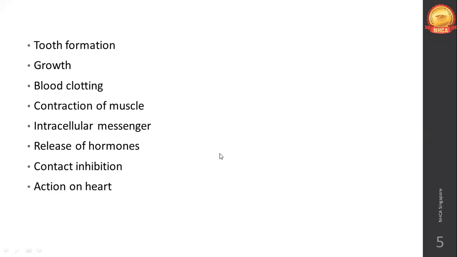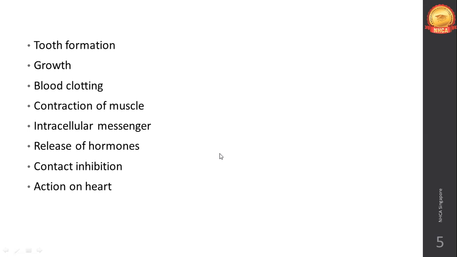Action on heart. As mentioned, calcium directly acts on the myocardium. Myocardium means your heart muscle. The calcium ions can directly act on the heart muscle and prolong the systole. Systole means what? When the heart is in a contracted state. Your heart contracts and relaxes, and because of that you get a cardiac output. When the heart is contracting, the majority of the blood inside the heart is pumped out. When the heart is relaxing, it is filled up with blood. Systole means the contracted state of the heart. Diastole means the relaxed state of the heart.